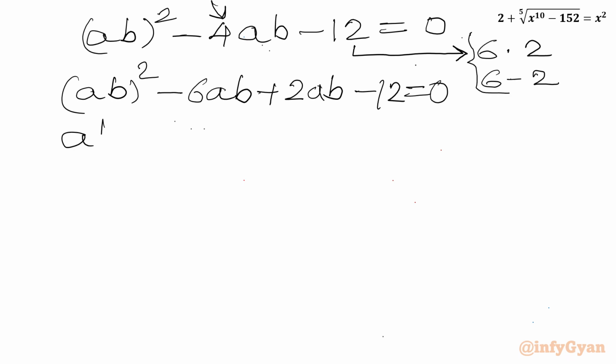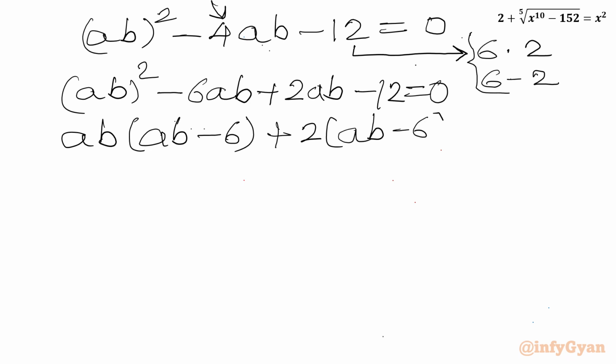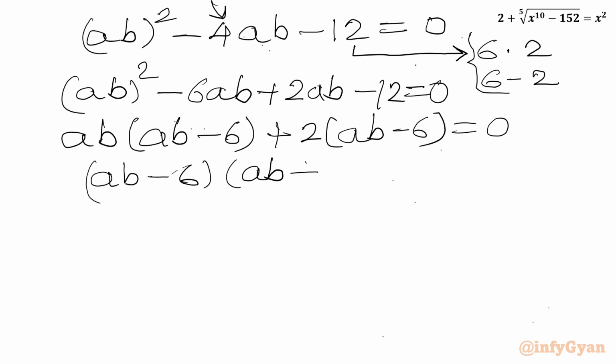Now I will take AB common from the first two terms. In the bracket we will write AB minus 6. 2 common from the last two terms, we will write AB minus 6 equal to 0. Now we can take AB minus 6 common out. In the other bracket, we will write AB plus 2 equal to 0.